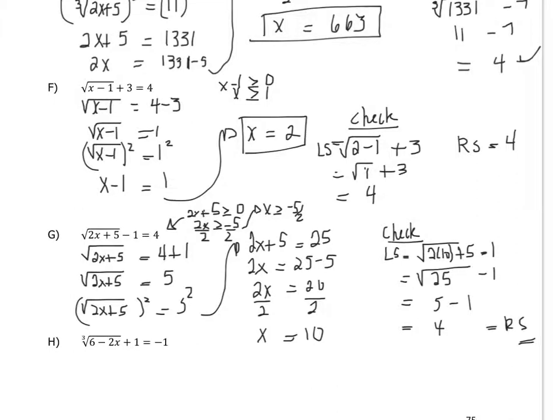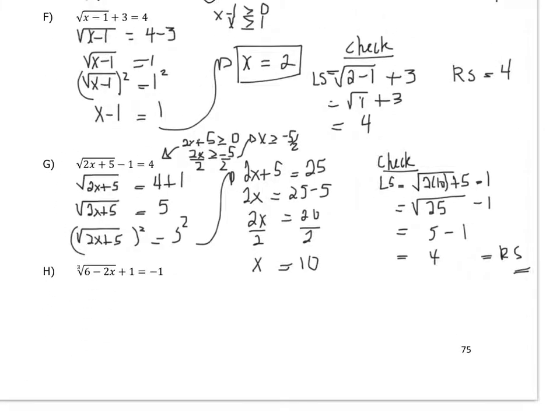Alright, the last one there on the page is a cube root again. So again, we don't have to worry about restrictions with cube roots, but we will solve the equation by getting the cube root by itself by subtracting 1 from both sides. And then we've got the cube root of 6 minus 2x equals negative 2, and then we want to cube both sides.